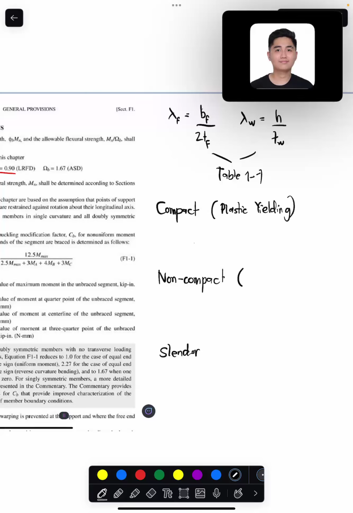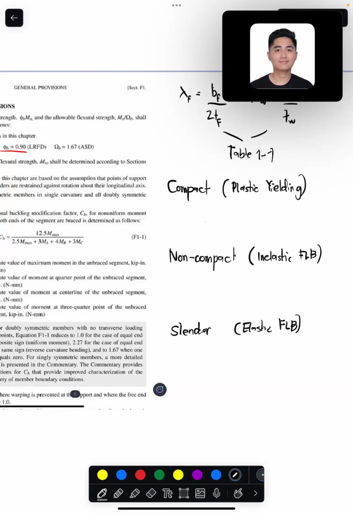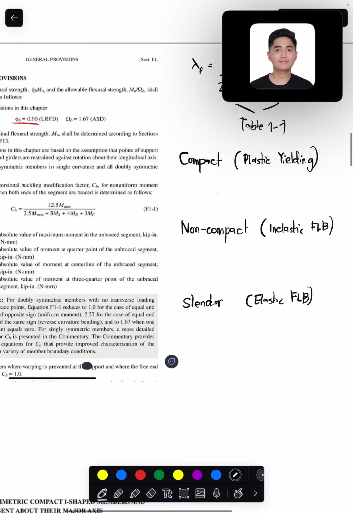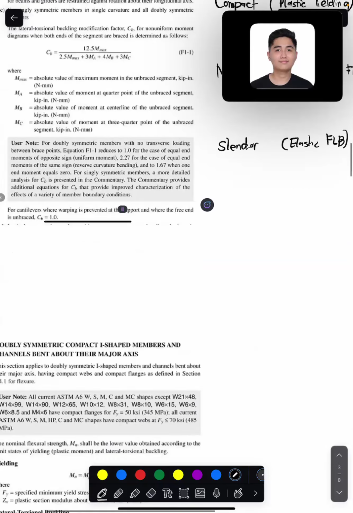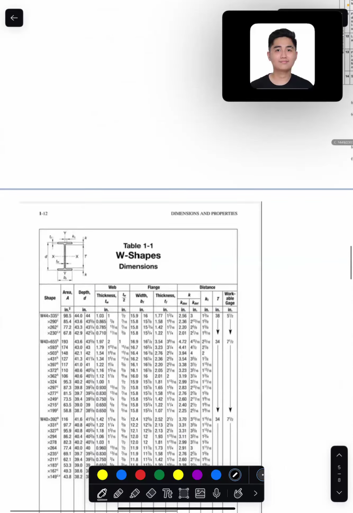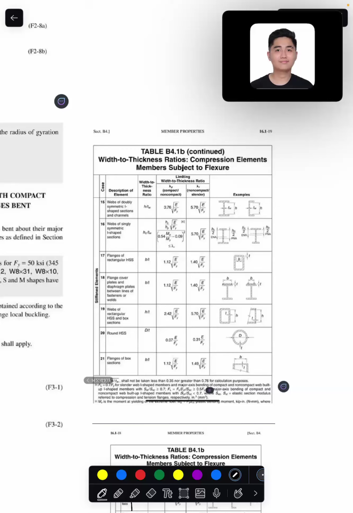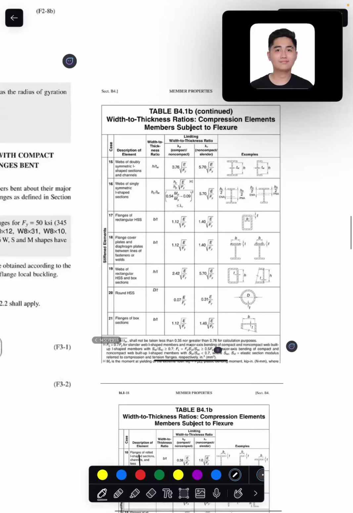Pag non-compact, inelastic, flange local buckling. Pag slender, elastic, flange local buckling. So, saan natin makukuha itong mga formula na to? So, we need to look for table 4.1b. So, yung 4.1a ay kay columns. Yung 4.1b ay kay beams.